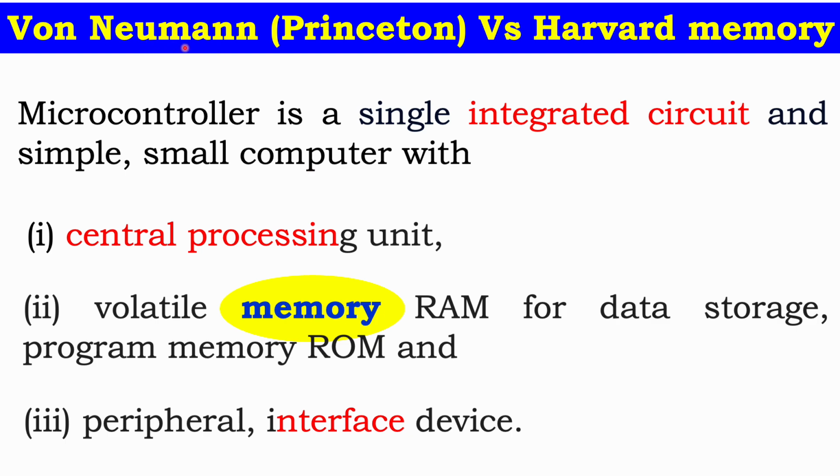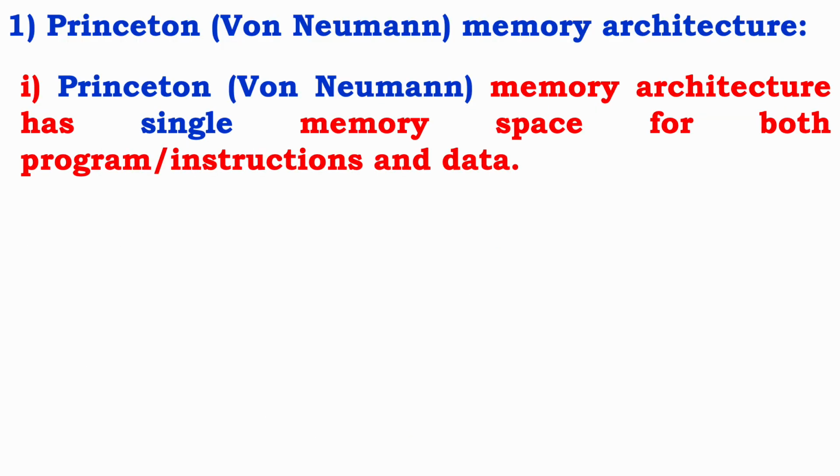One is called von Neumann. This was invented at Princeton University, and Harvard University developed one more computer later. So these two computer architectures are very important to understand clearly. What is the von Neumann computer? What is the Harvard memory computer? This is an important keynote for understanding the two microcontrollers. Now, let us see in detail.